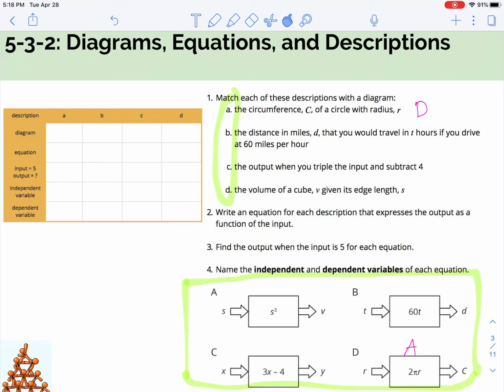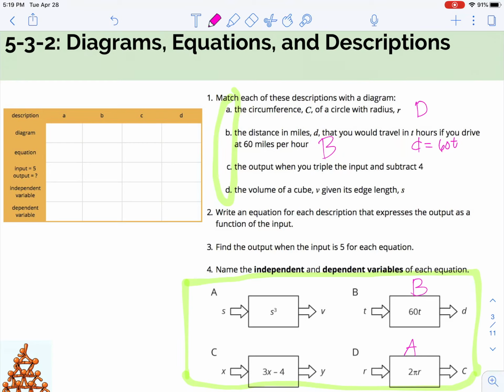B says the distance in miles D that you would travel in T hours if you were to drive at 60 miles per hour. So you'd end up having something like D equals 60T, which looks very similar to B. So B and B are a match. So I'm going to write B. And then you're going to do the same thing with C and with D. I think you can rule out which one goes with which there. Over here in this diagram, you fill it out and let's just go.